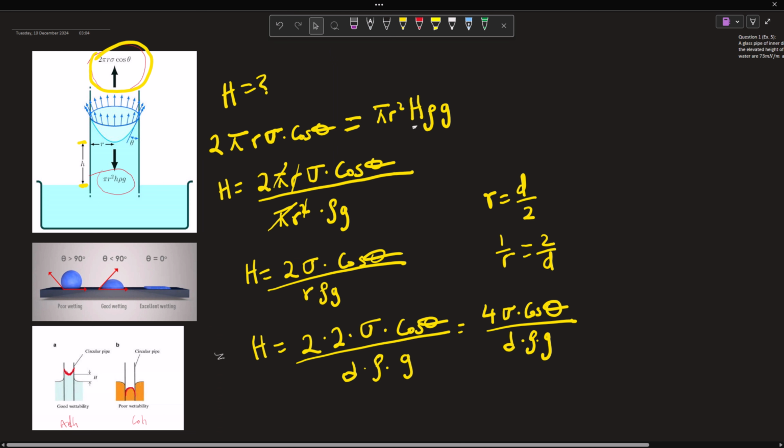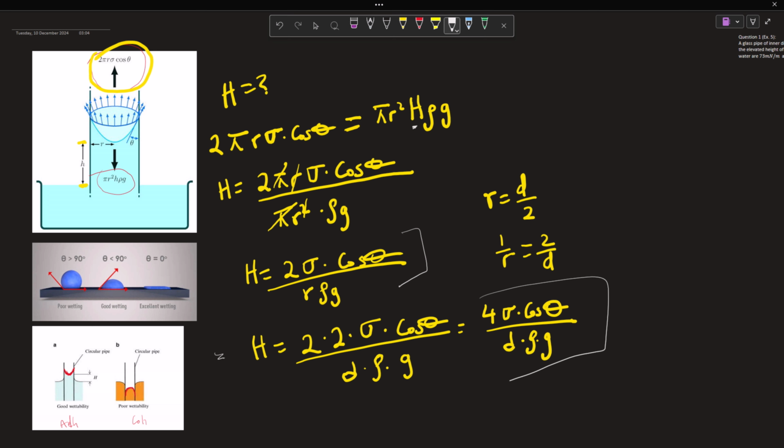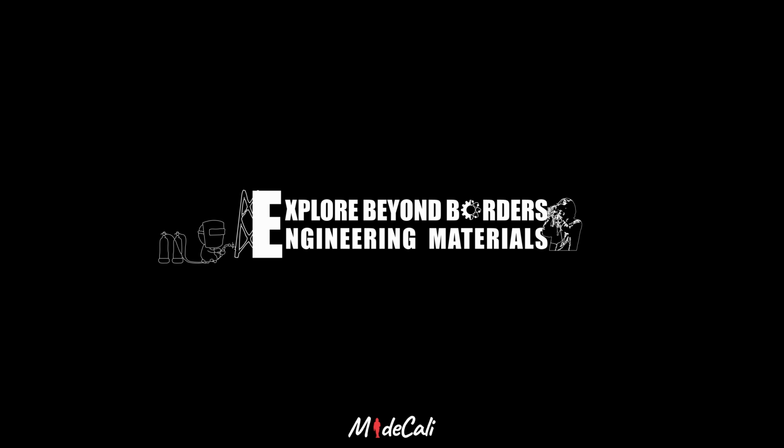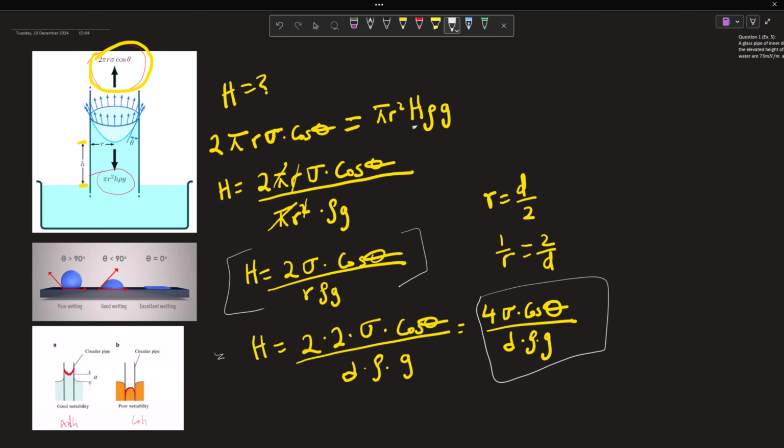So both formulas here are for our h. We have this one and we have this one. So you could apply either one. In a question where you are given the radius, you know you have to apply the formula that has the radius. In questions where you are given the diameter, you know you have to apply the formula where you have the diameter.